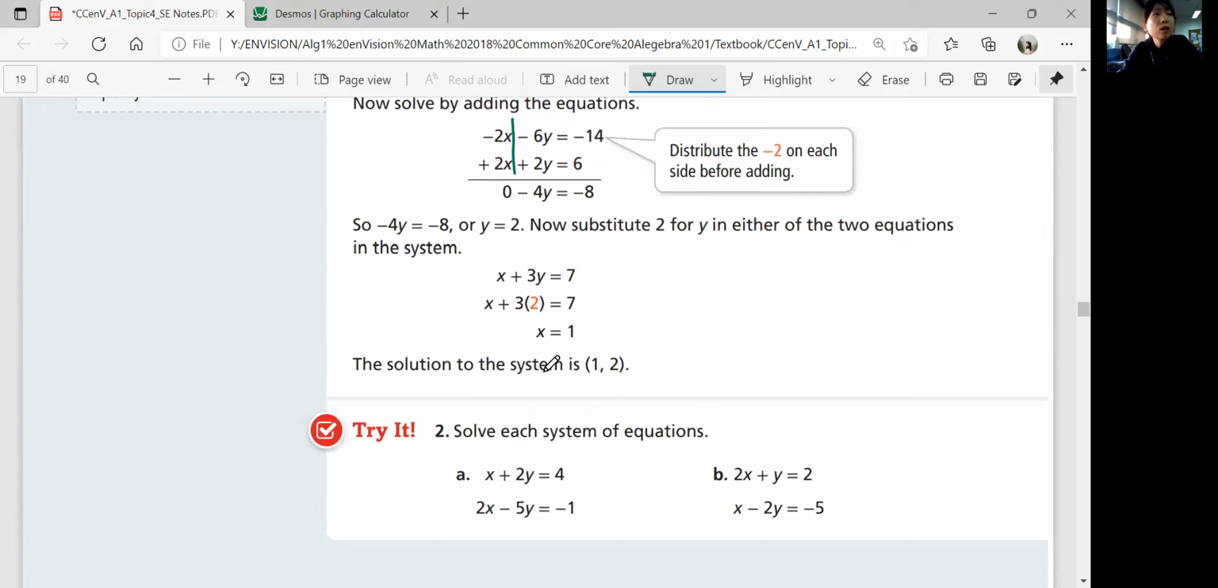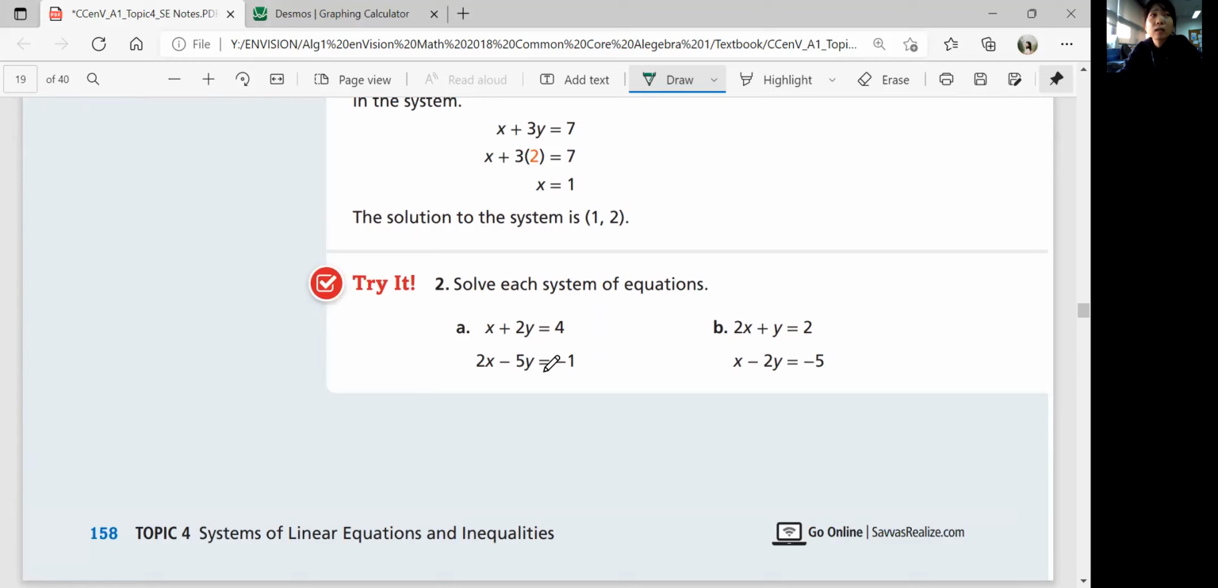Okay. And sometimes even including the matching steps is less work than substitution or graphing. So let's try number 2, A and B. Come back when you're ready.